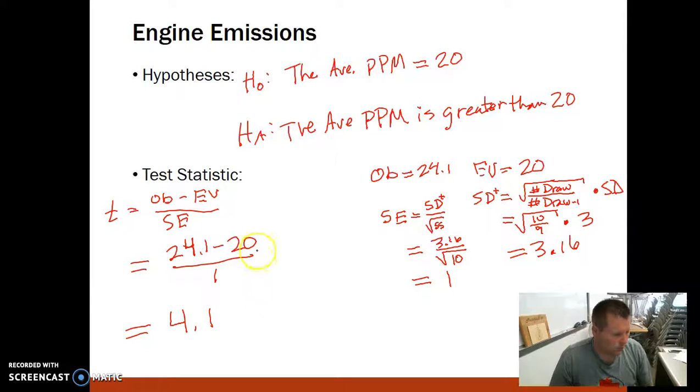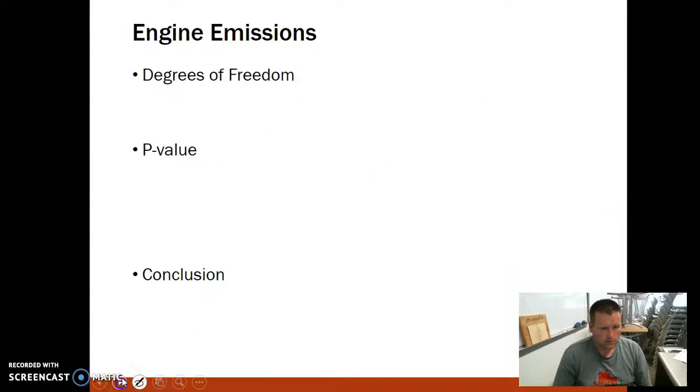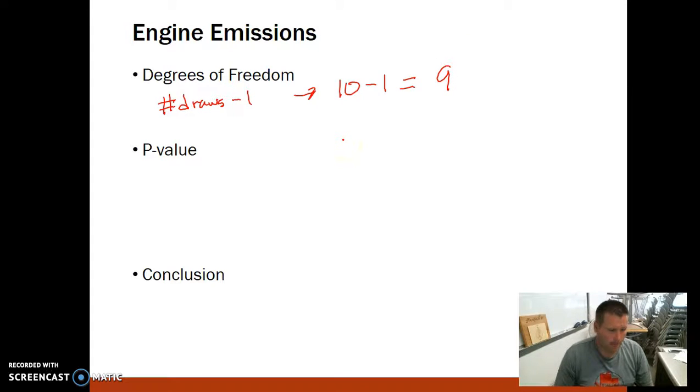Okay, and then we still want to be able to answer our question here. So 4.1 is our t-score. That's equivalent to our z-score. Remember, that's a pretty high value. So we want to do our p-value, but in order to do that, we need to know the number of degrees of freedom. Degrees of freedom is the number of draws minus 1. So this is going to be 10 minus 1, which is equal to 9 in this case. That's my degrees of freedom, and I need that to be able to do my p-value.